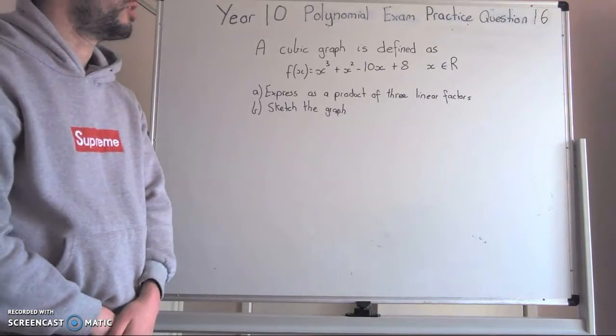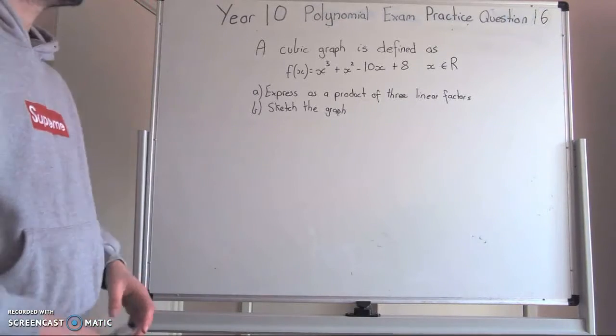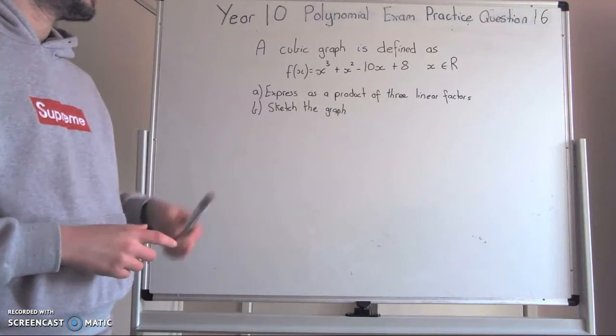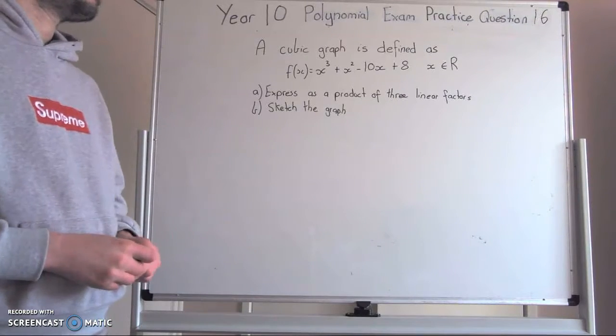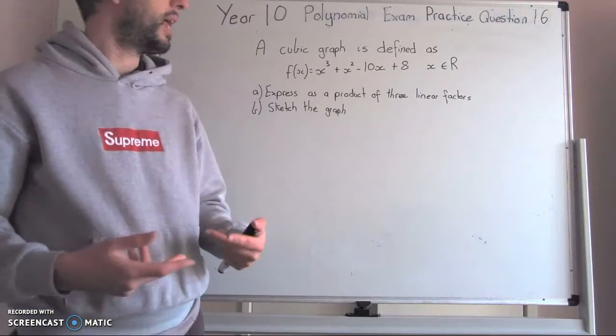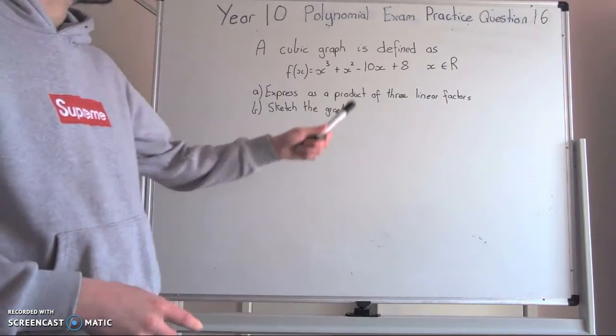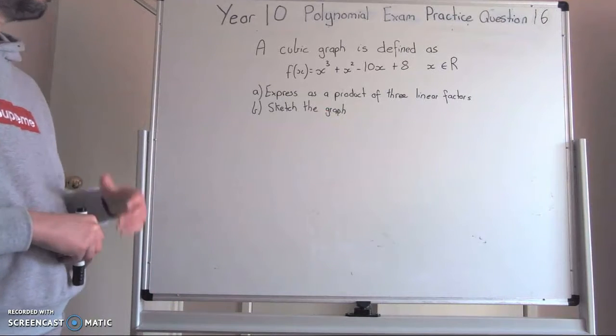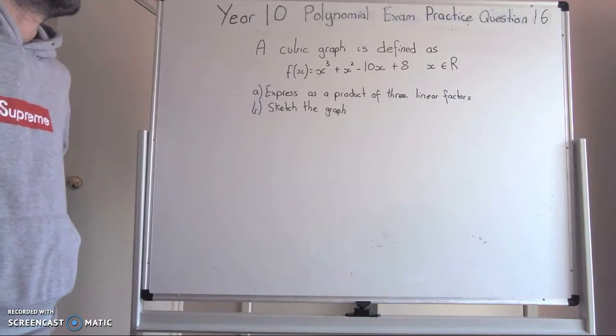Year 10 Polynomial Exam Practice Question 16. A cubic graph is defined as the function of x is equal to x to the power of 3 plus x squared minus 10x plus 8, and x is all real numbers. We are going to express it as a product of three linear factors.